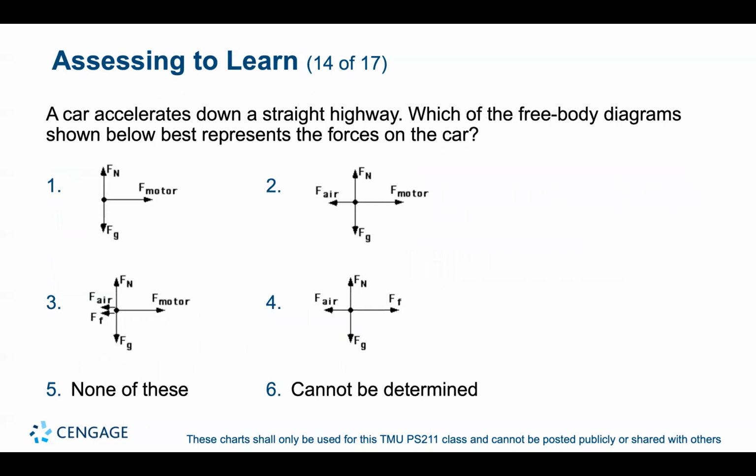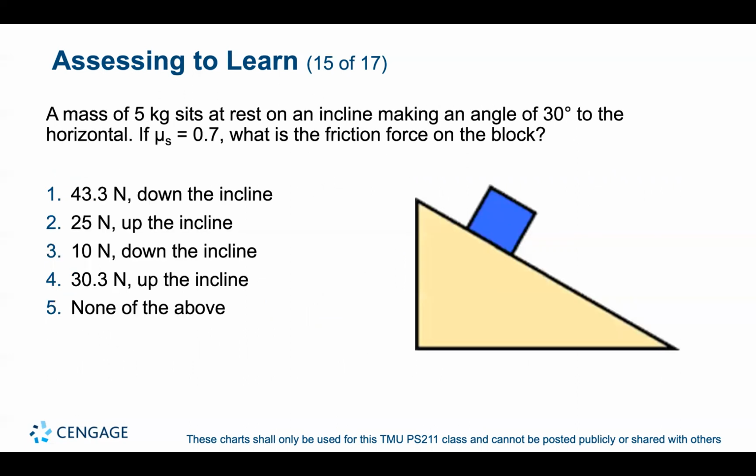A car accelerates down a straight highway. Which of the three body diagrams shown below represents the forces on the car? The answer is number 4. A mass of 5 kilograms sits at rest on an incline, making an angle of 30 degrees to the horizontal. If mu sub s is 0.7, what is the friction force on the block? The answer is 25 newtons up the incline.